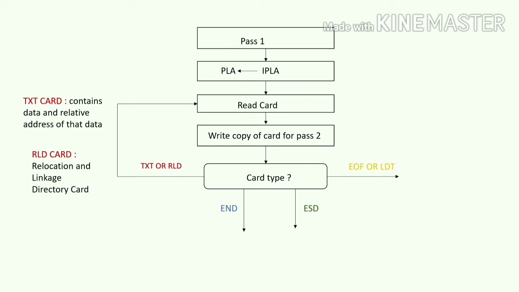A TXT card contains data and their relative memory addresses, and an RLD card means relocation and linkage directory card. So if a TXT or RLD card is encountered, then no processing is needed and we will go to read card to read the next card.